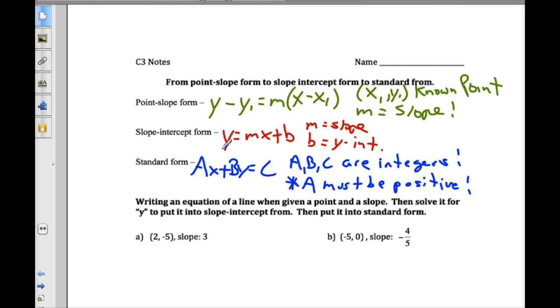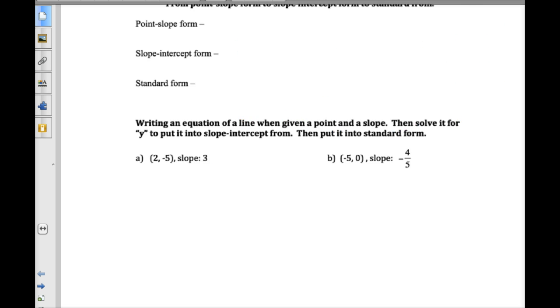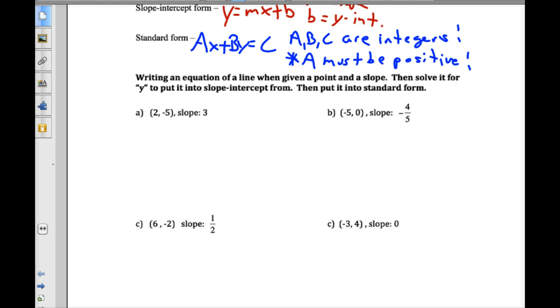Okay, let's see if we can do this. I think that's kind of a typo at the beginning. I think it's supposed to just be write an equation. Get rid of the ing and put an e. Write an equation of a line when given a point and a slope. Then solve it for y to put it in slope-intercept form. Then put it in standard form.